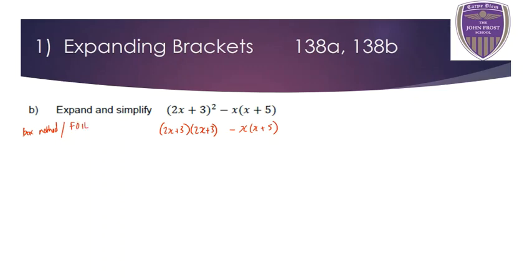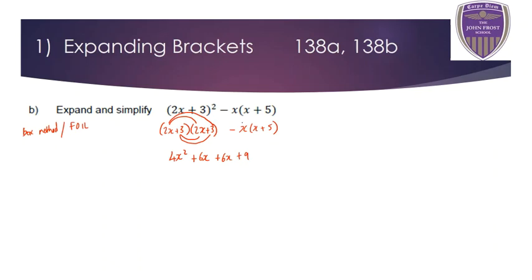There are 4 letters in FOIL, which means you need to have 4 terms when you expand this bracket. The F stands for first, so multiply the first term in each bracket together. So 2x times 2x gives 4x squared. The O stands for the outside term in each bracket, so I'm going to multiply 2x by 3. That's going to be 6x. Then I multiply the inside terms, so that's these two here. So 3 times 2x is also 6x. And then the L is for the last terms, so 3 times 3, which is 9. And there are my 4 terms from my FOIL.